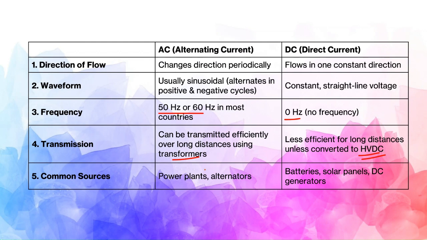The source of alternating current is the power plant or alternator. And in case of DC, it is the battery, solar panel, and DC generator. These are the sources. And I think, yeah, that's it.